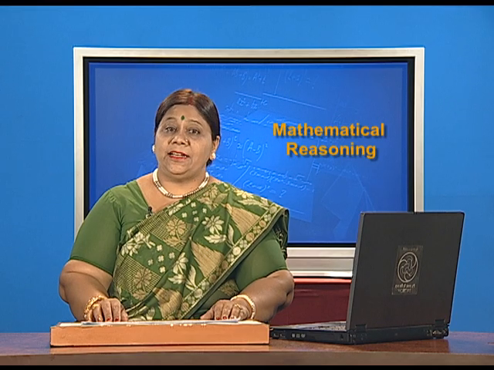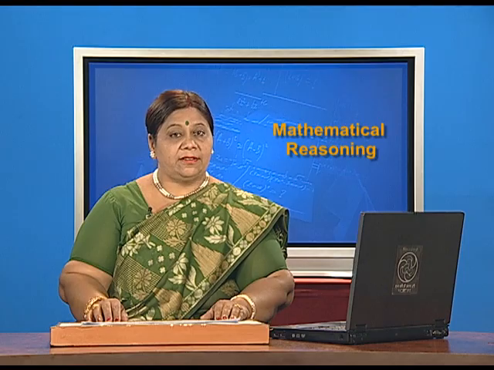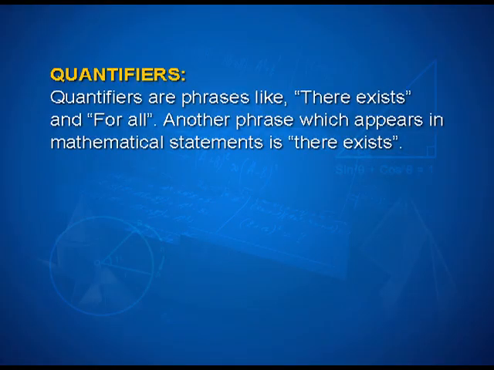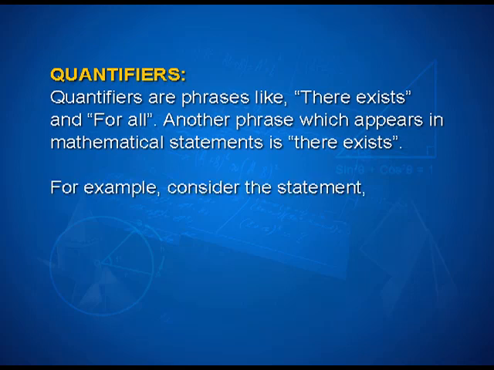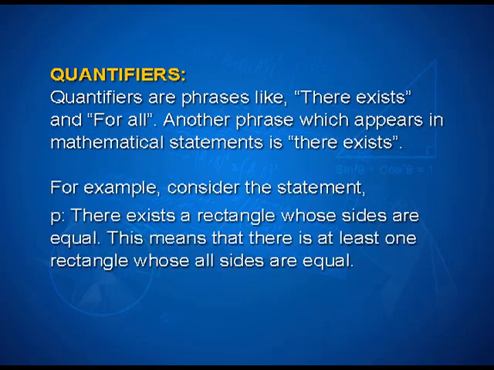Now students, let us study about what are quantifiers. Quantifiers are phrases like there exist and for all. Another phrase which appears in mathematical statements is there exists. For example, consider the statement P, there exists a rectangle whose sides are equal. This means that there is at least one rectangle whose all sides are equal.